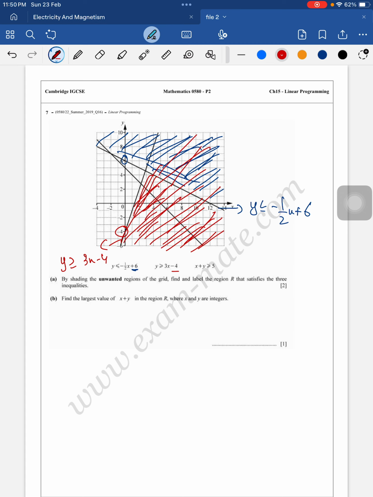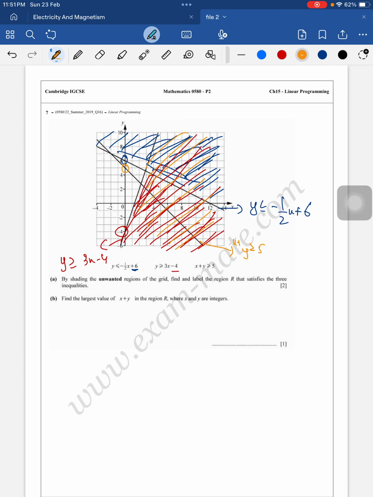Okay, so now the third part is x plus y is greater than or equal to 5, right? Now the y-intercept here is 5. So this is basically x plus y is greater than or equal to 5. Now again the greater than part is basically the part behind, right? So this is the greater than part. I will be shading the less than part, right? The less than part is over here. Okay, this is the less than part, right?